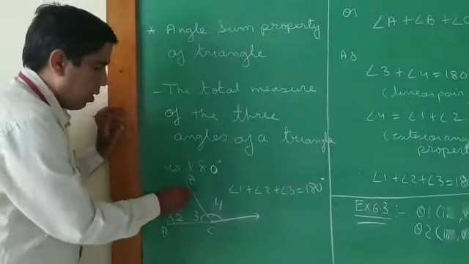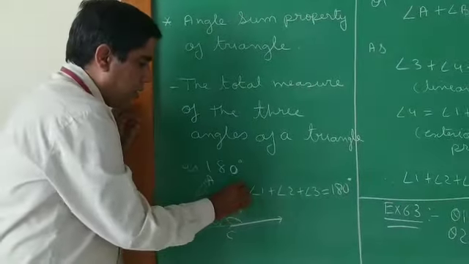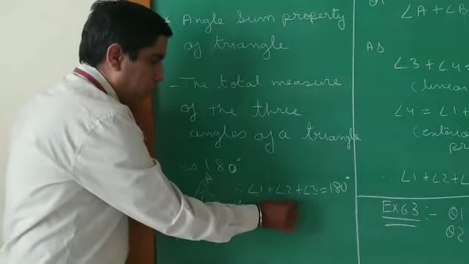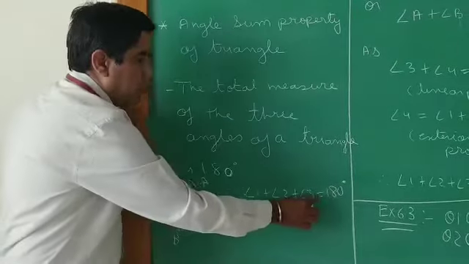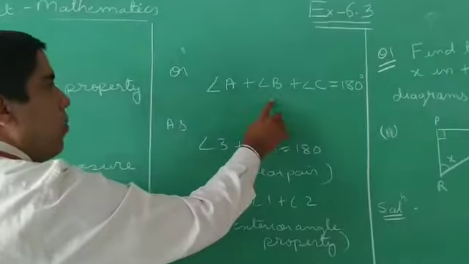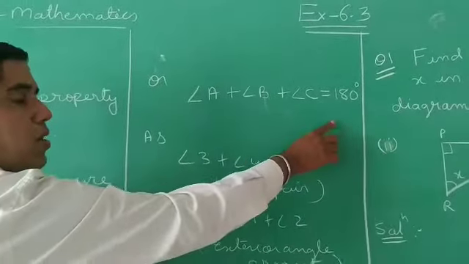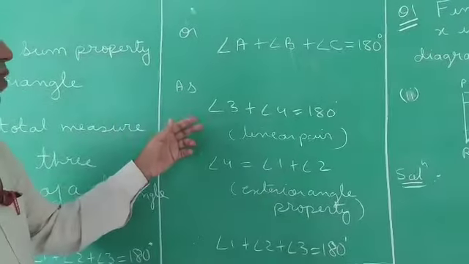You can see here I have drawn a triangle ABC. What does the result say? Angle 1 plus angle 2 plus angle 3 equal to 180. In another way we can say angle A plus angle B plus angle C equal to 180 degrees. Now how is this result coming? Just see the proof given here.